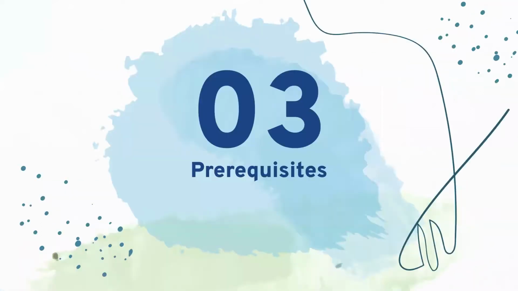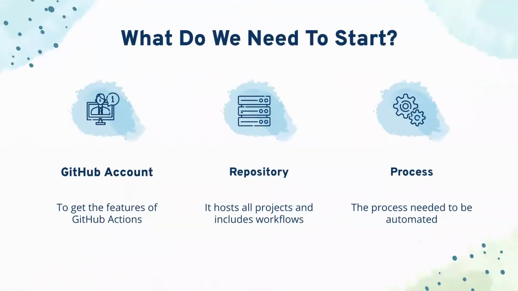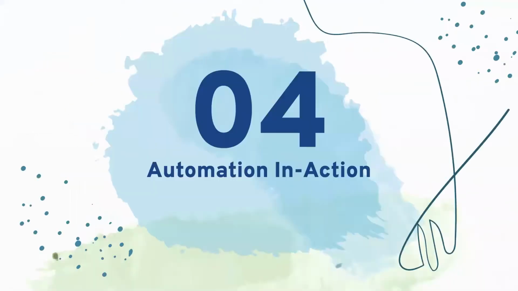And next are the prerequisites. So if you ask me, what do we need to start this? Obviously, all you need to start is a GitHub account, which I'm sure everyone here has, and a repository that can be created anytime, and finally a process that you need to automate. Now, going to the fun part, automation in action. I'm going to demonstrate a simple automation.